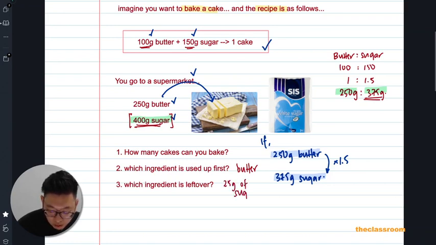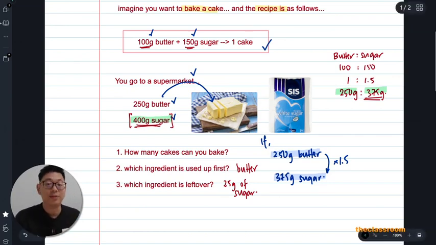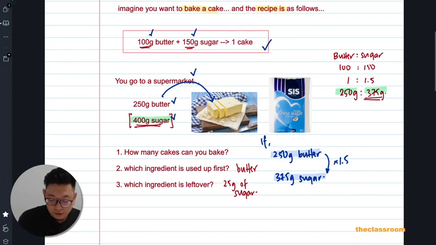Now, of course, when you do chemistry, they will not usually ask you to find out how much excess is left over. They will just ask you to identify what is limiting, what is used up first, and what is left over, what is excess. In this case, it is our sugar. So I hope you're clear on this example. If you're not very clear, you can pause the video and rewatch it.